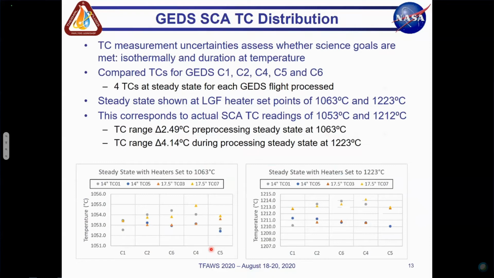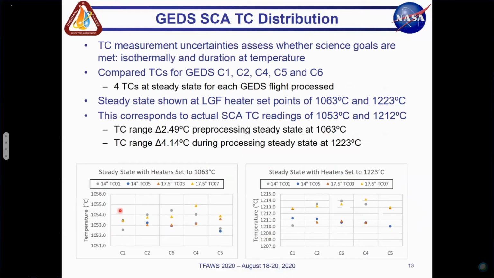So the TC uncertainty translates into uncertainty in sample processing duration at isothermal conditions. This is an area of interest where the PI examines the samples and the calculated effective work of sintering. The thermocouples from all the GEDS flight cartridges except for C0 and C3 were compared. C0 and C3 had slightly different heater set points, and that did not allow for an apples to apples comparison.